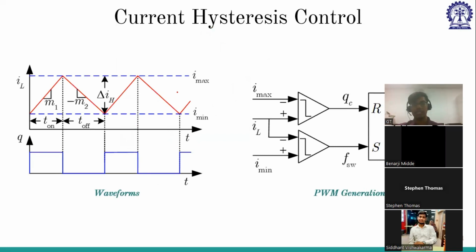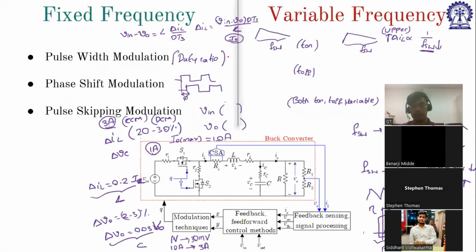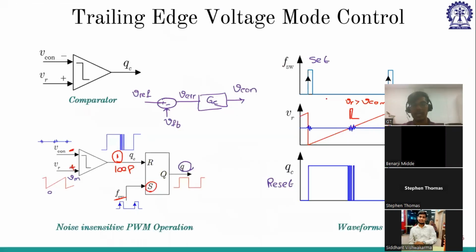And this is current hysteresis control. In the case of constant on time, I'll again go back here. In constant on time, T on is fixed. In constant off time, T off is fixed. In hysteresis control, both T on and T off are variable. Then what is fixed? The ripple. We are considering the ripple of the inductor current.